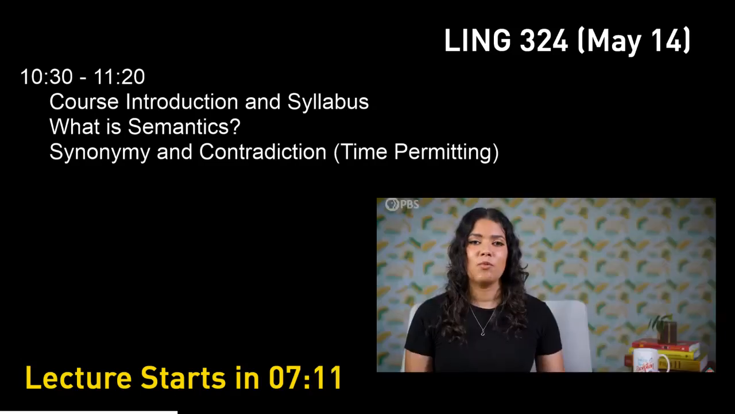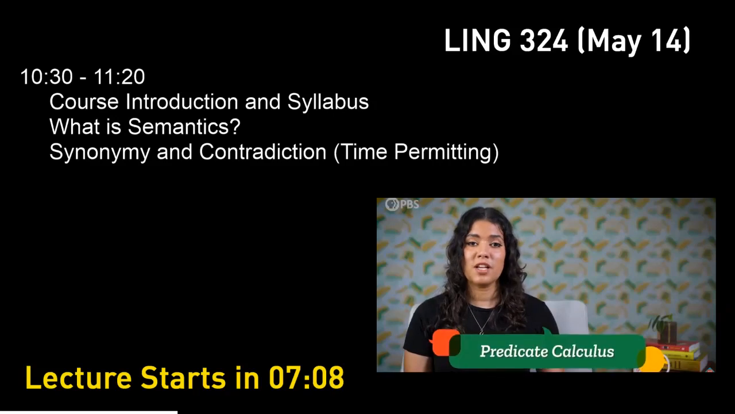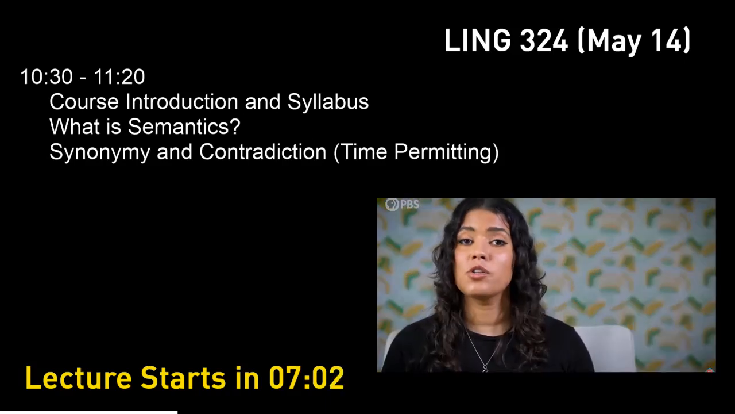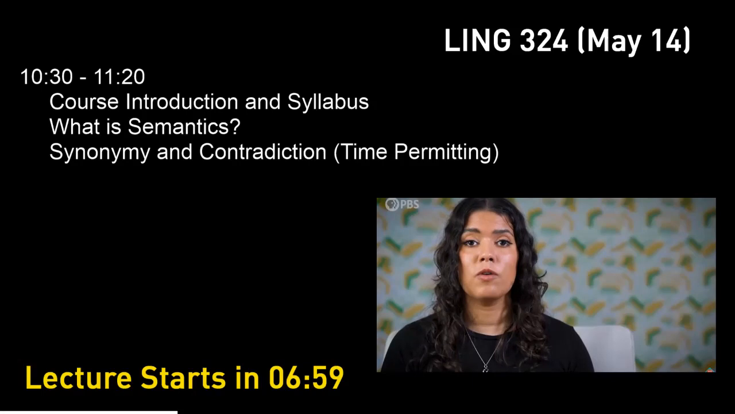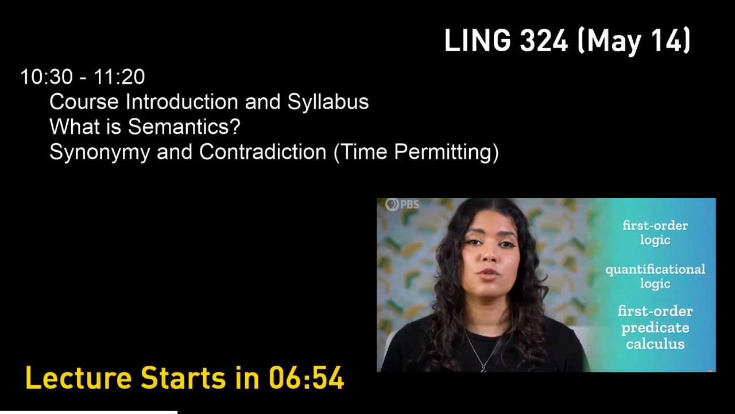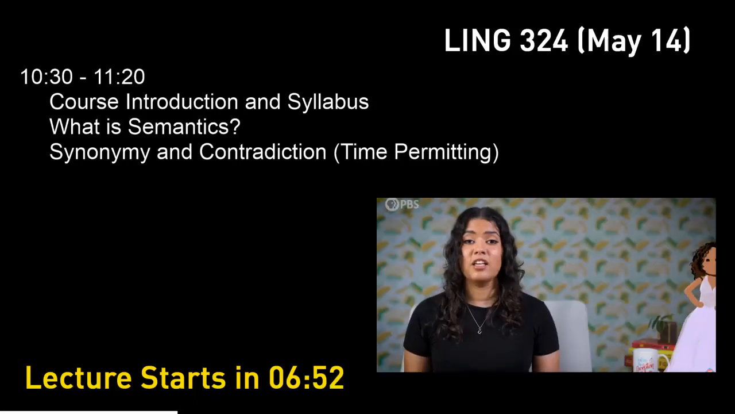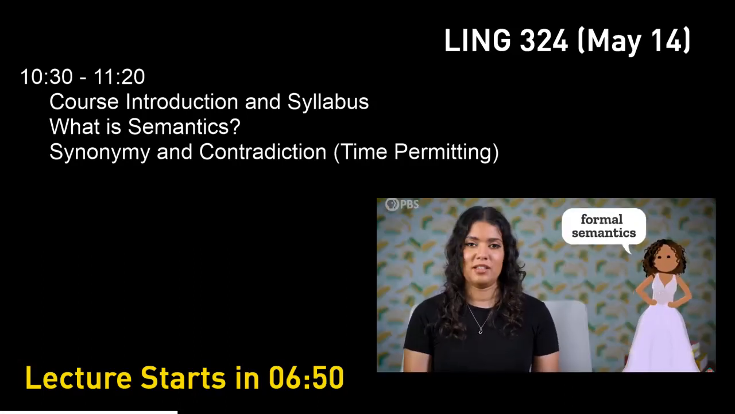To pin down exactly what these functions are, we can express the relationships between words in mathematical, symbolic terms using predicate calculus. This concept also comes up in mathematics, computer science, or philosophy, where it can also go by the names first-order logic, quantificational logic, and first-order predicate calculus. Predicate calculus is a branch of formal semantics. That's formal as in using formulas, not as in semantics that you do while wearing a ball gown.